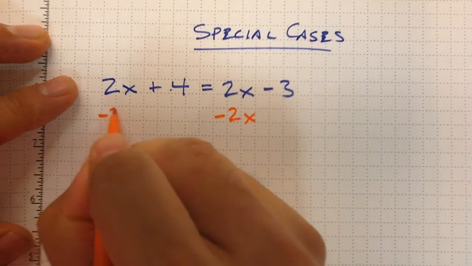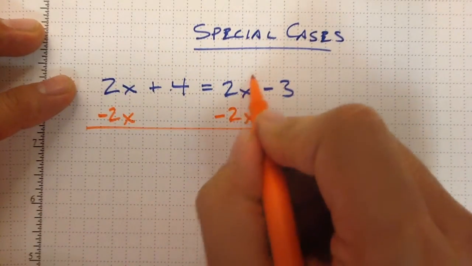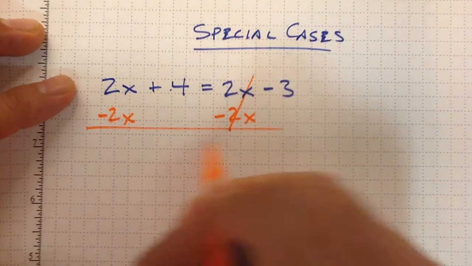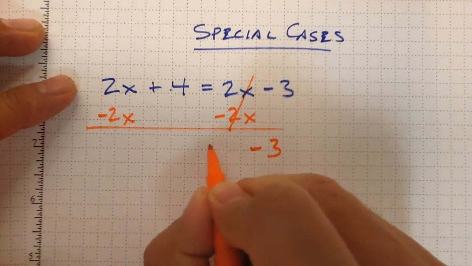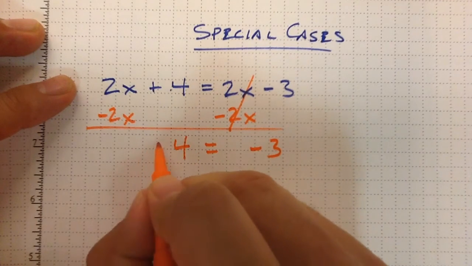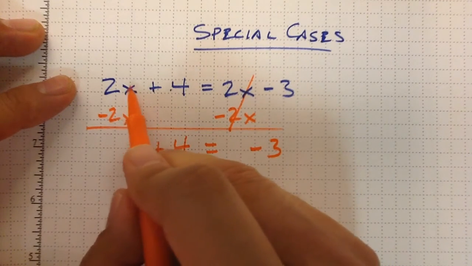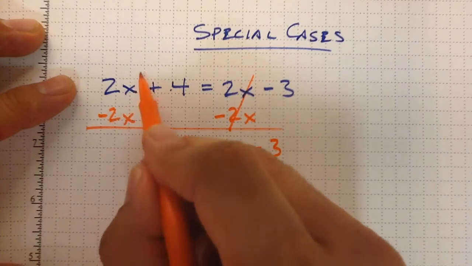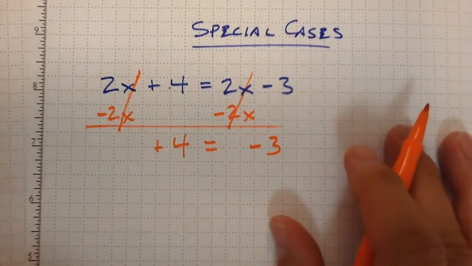What I do to one side, I do it to the other side of the equal sign. Now here's where the weird thing happens. Minus 3 gets recopied, equal sign gets recopied, the positive 4 gets recopied, but then over here, 2x minus 2x, that's 0, and this also cancels out.